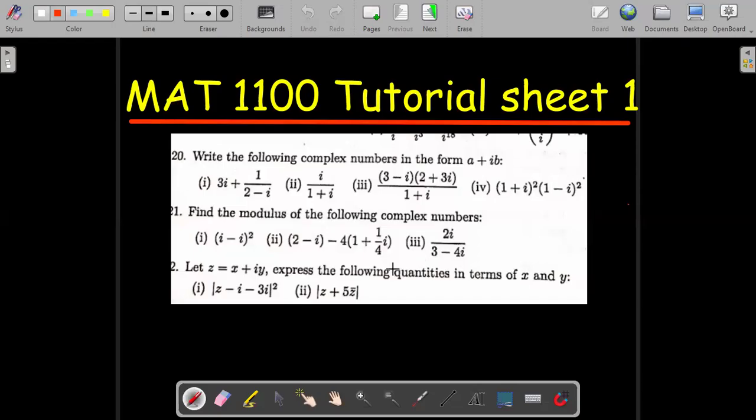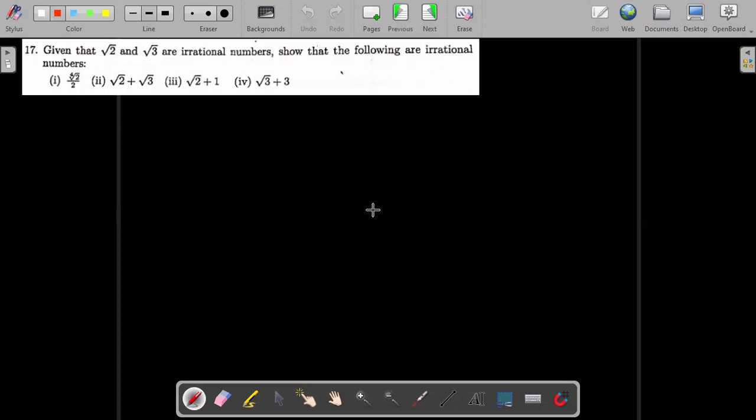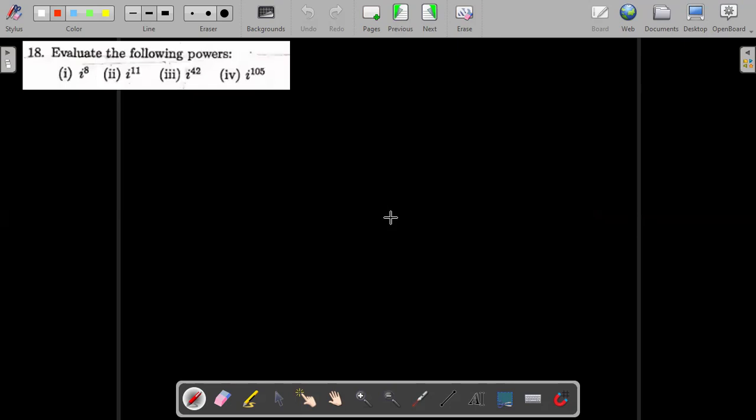Alright, so as I said, in this video, we're going to look at Math 1100 tutorial sheet 1, of which we looked at question 17 yesterday, then we'll continue today from question 18. It says evaluate the following powers, and for 1, we have i to the power 8. So how do we evaluate this?